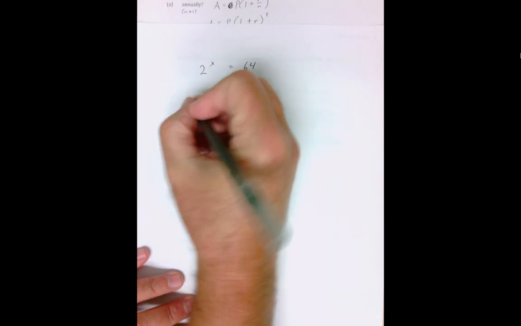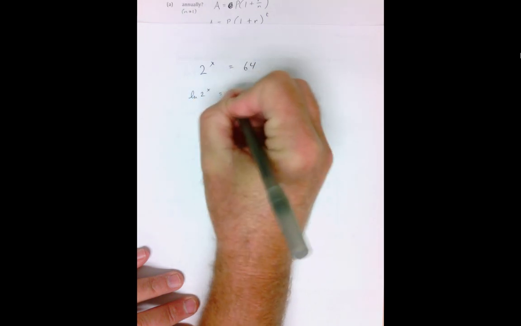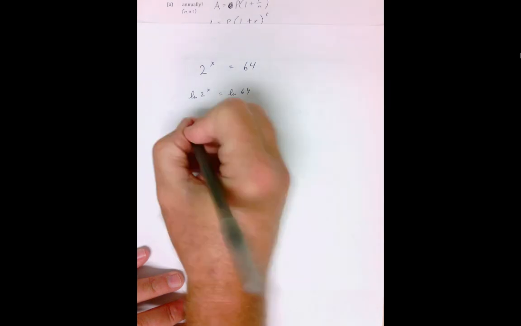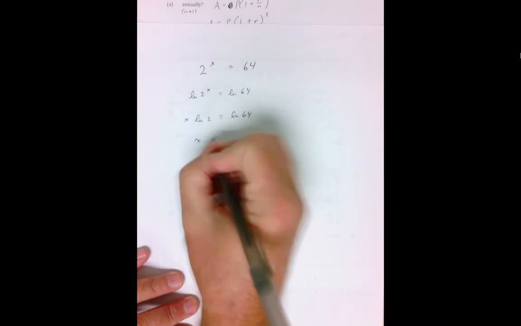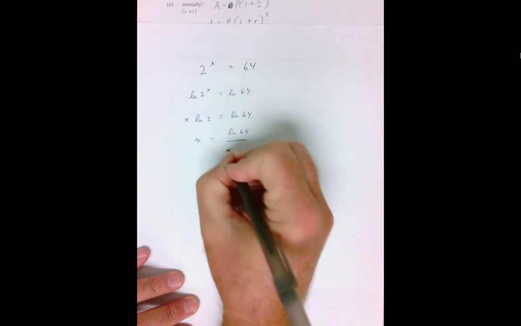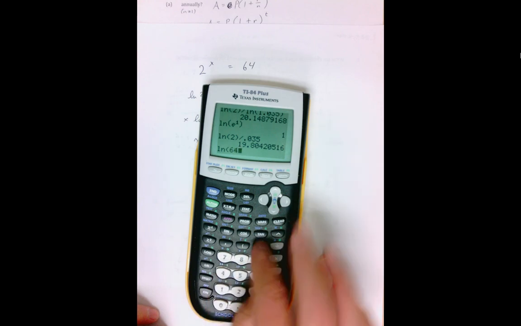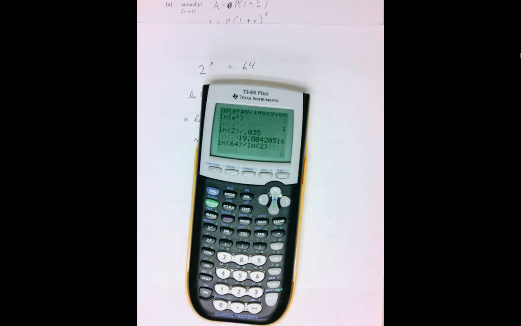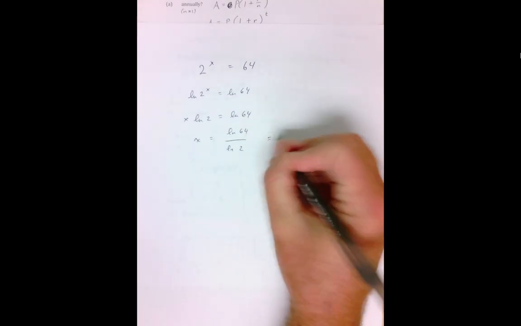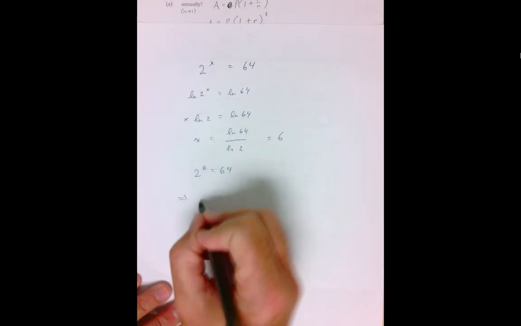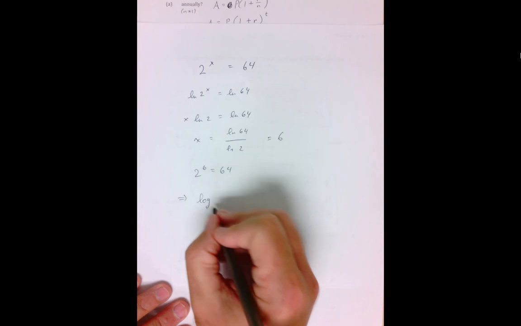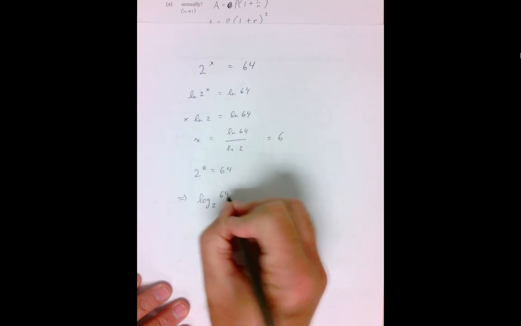But another way of doing it, a more systematic way, is we could take the natural log again of both sides. Realize that this can be brought out front, and divide both sides by natural log of 2. And put that in our calculator, and we're going to get exactly what we thought we would. We'll get 6. So 2 to the 6th power is 64, which tells us that the log base 2 of 64 is the exponent of 6.